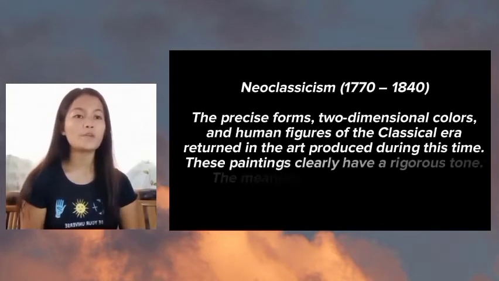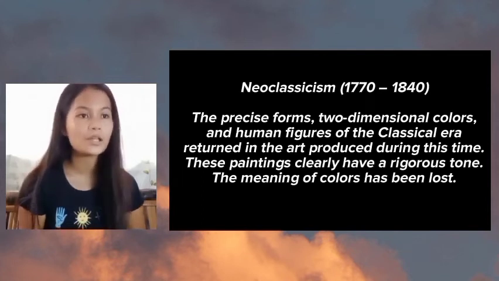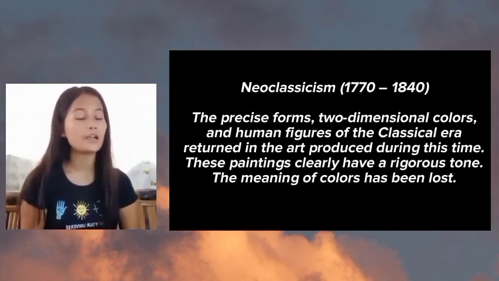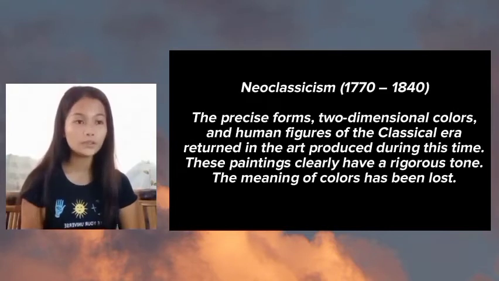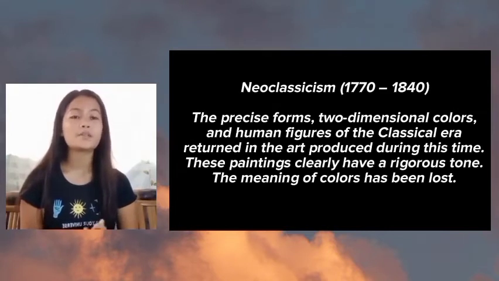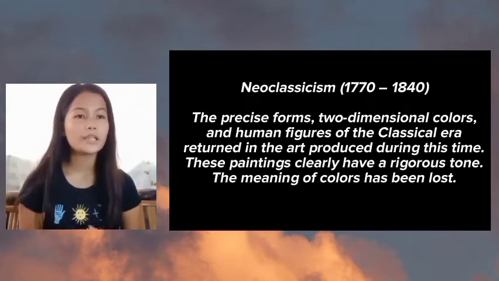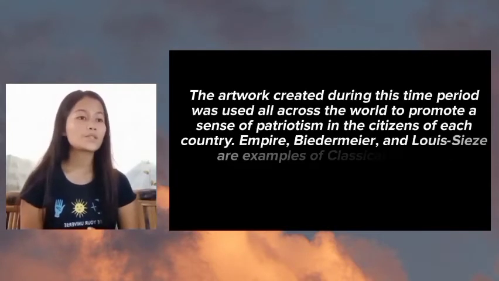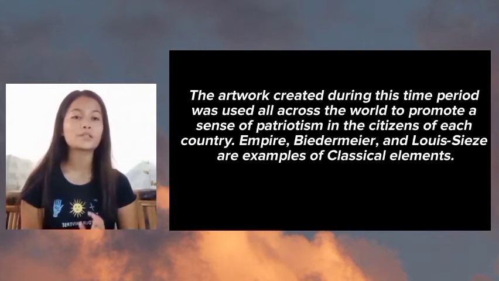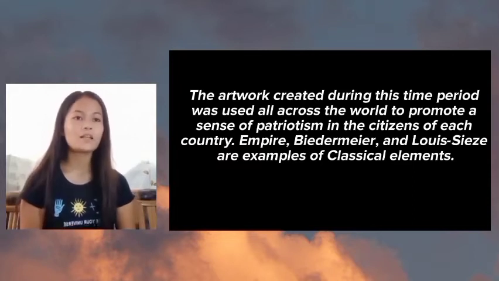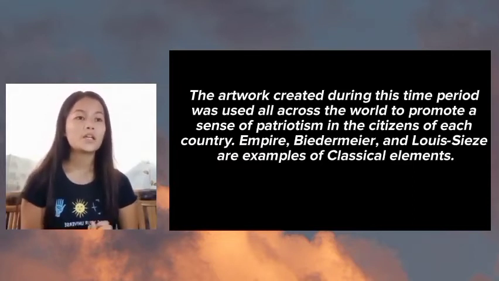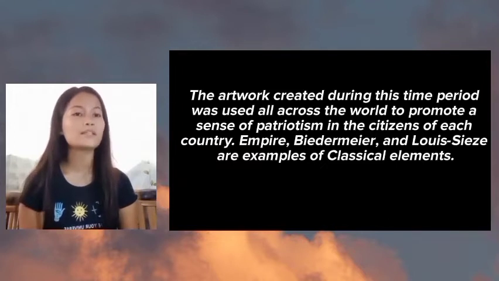Neoclassicism. The precise forms, two-dimensional colors, and human figure of the classical era returned in the art produced during this time. These paintings clearly have a rigorous tone. The meaning of colors has been lost. The artwork created during this time period was used all across the world to promote a sense of patriotism in the citizens of each country. Empire, Vladimir, and Louis Caesar are examples of classical elements.